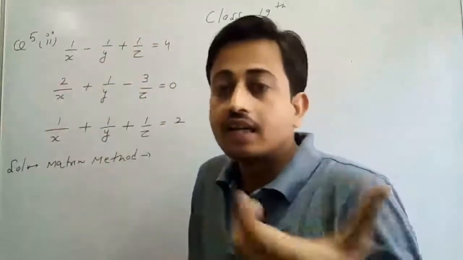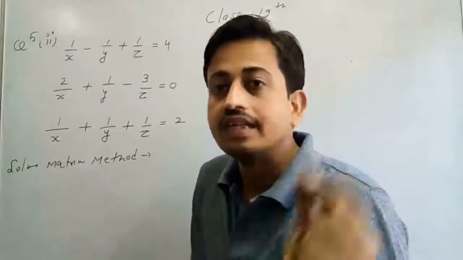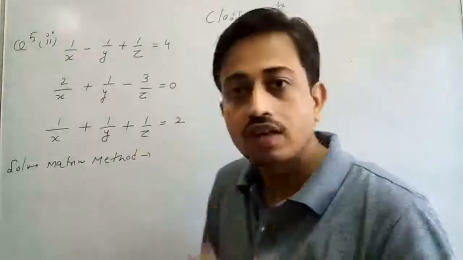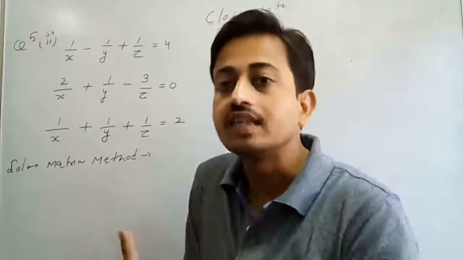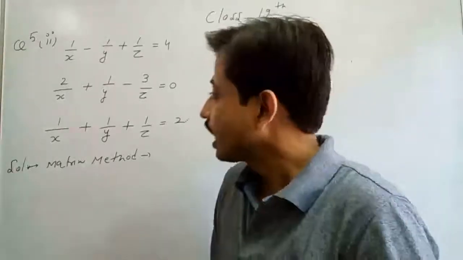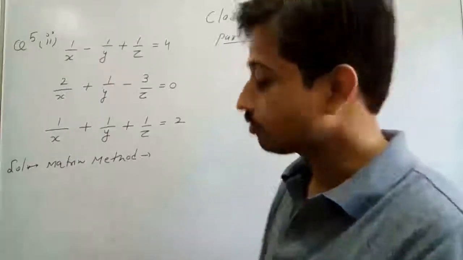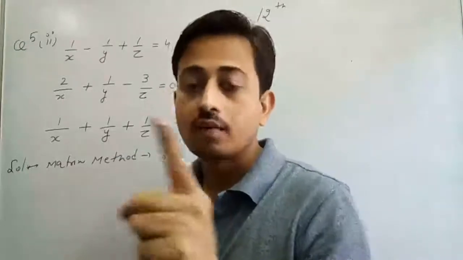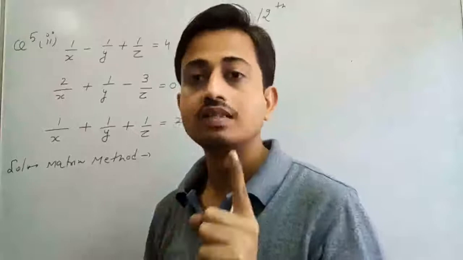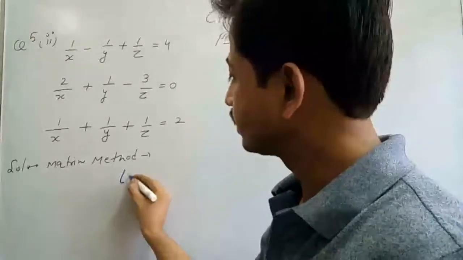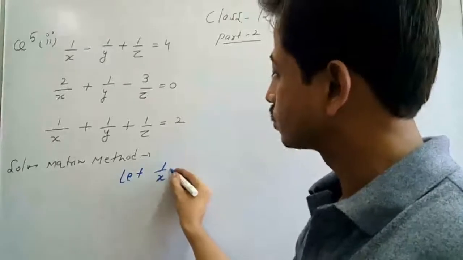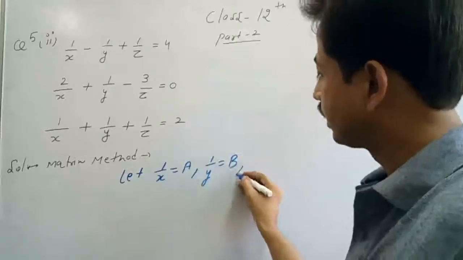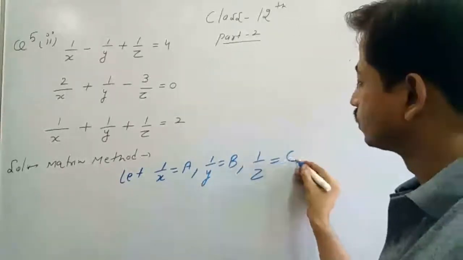It doesn't look like a linear equation, because it is not in the form ax plus by plus cz equals d. So we have to change it into a linear equation. How can we change it? We make a substitution: let 1 upon x equal a, 1 upon y equal b, and 1 upon z equal c.